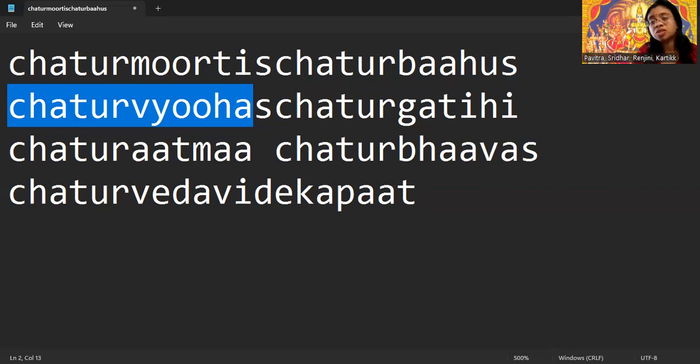So we cannot change what happened in the past, but we can change our present for a better future. So those vyuhas can be changed according to our vasanas, according to our knowledge, according to our thought, and according to our mind. So these are controlled by Bhagavan, and that's why he is called chaturvyooha.